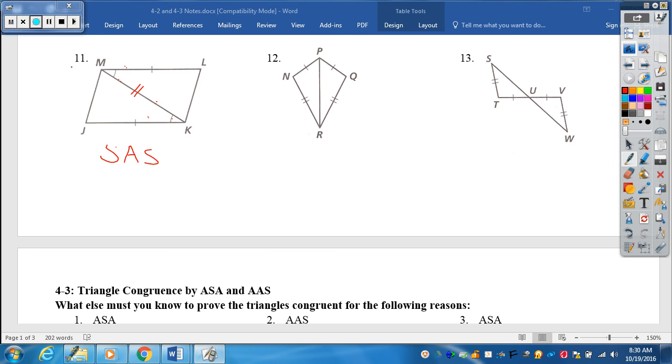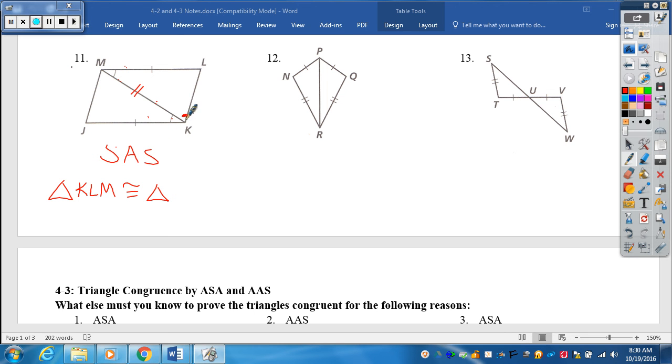Now, again, matching up those two triangles. Let's go ahead and do KLM. And then if I do the other triangle, here's what I need you to look at. This can be a little confusing here.